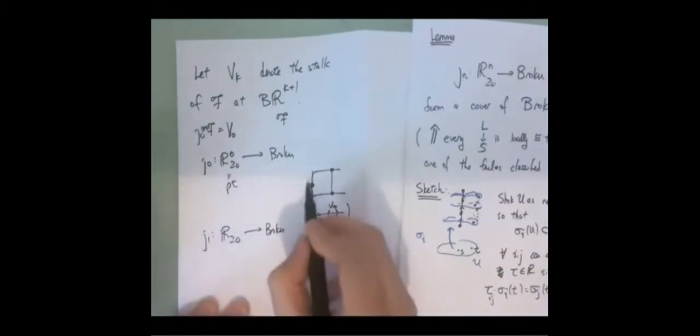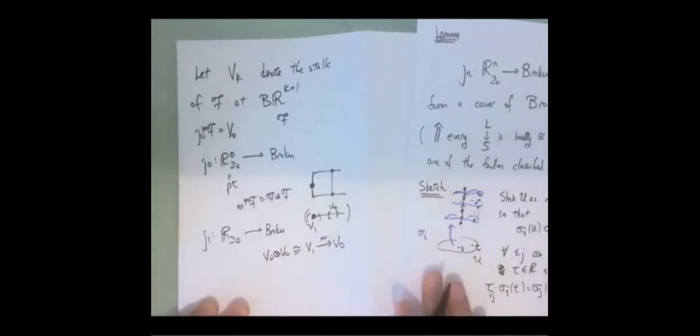By factorizability, remember this isomorphism, m pullback F is F box times F, we see that V1 has to be V naught tensor V naught. So this is where we get the multiplication map for the associative algebra.